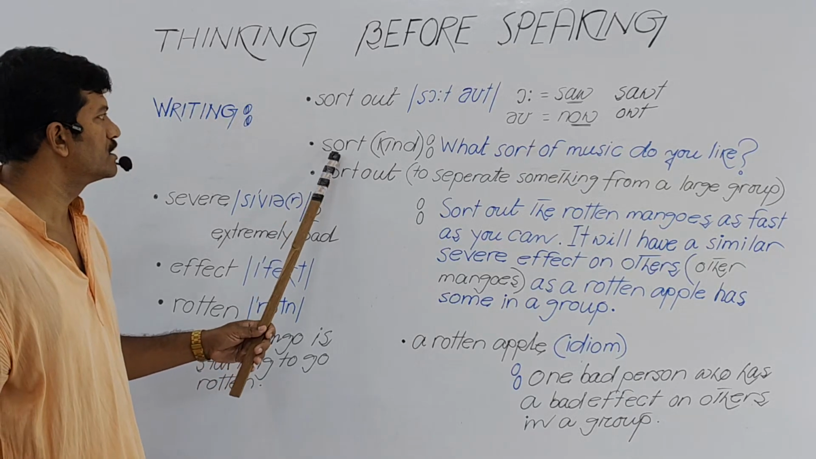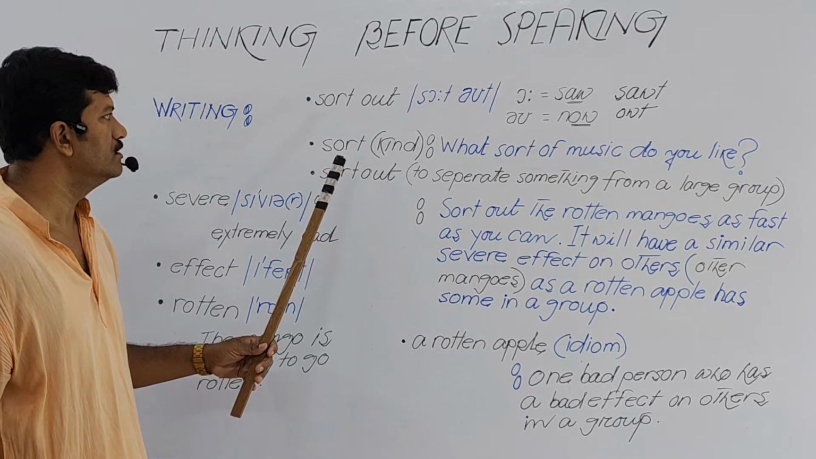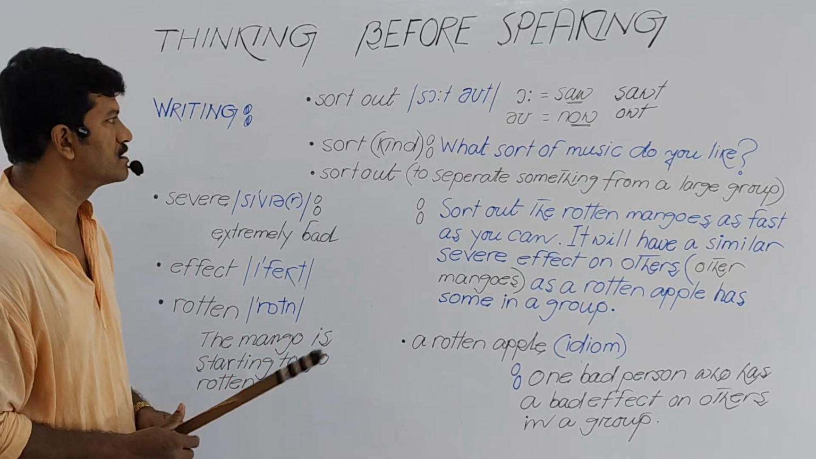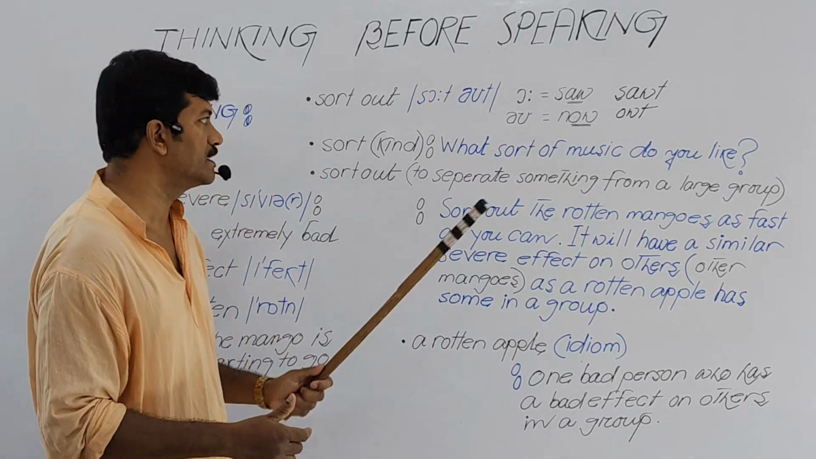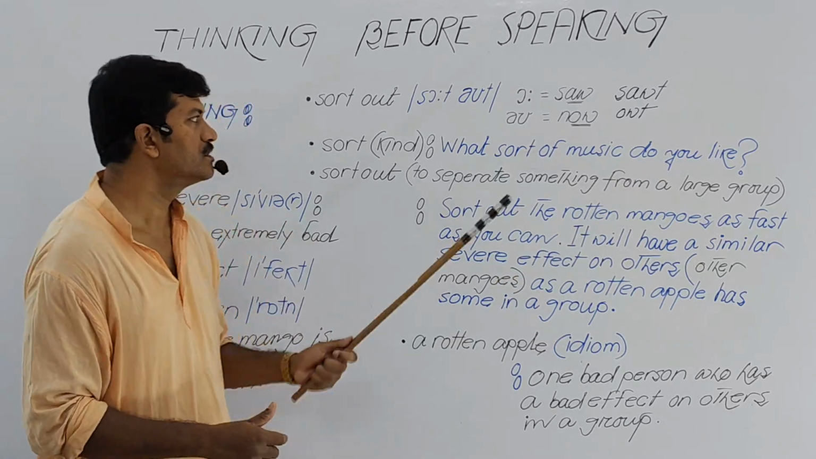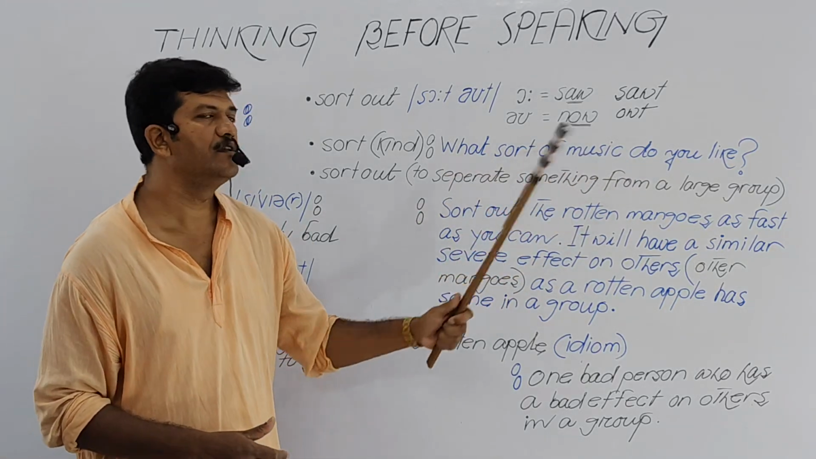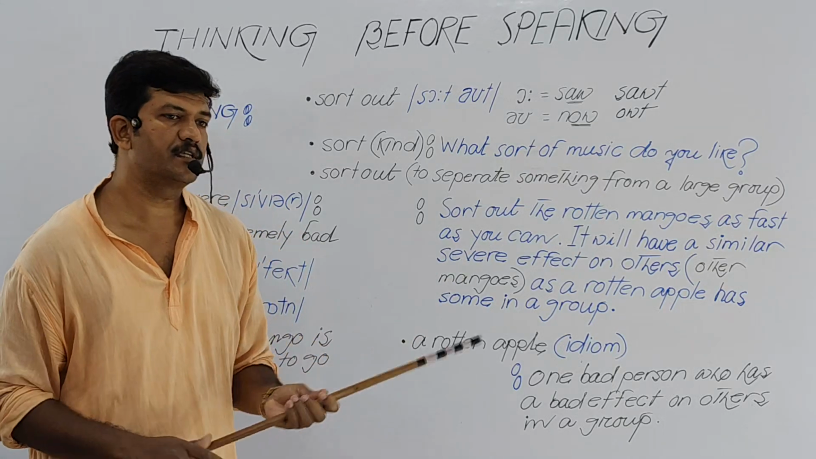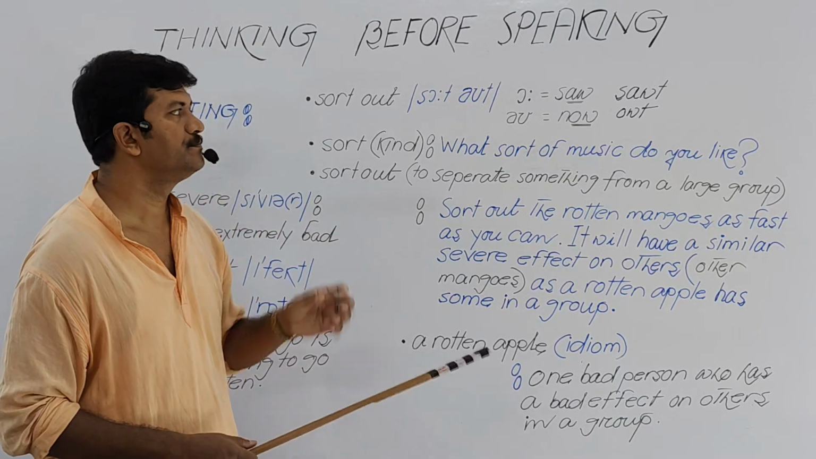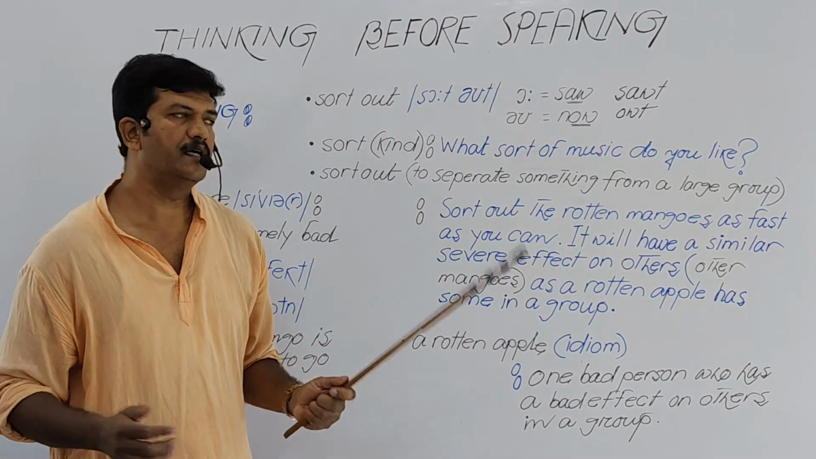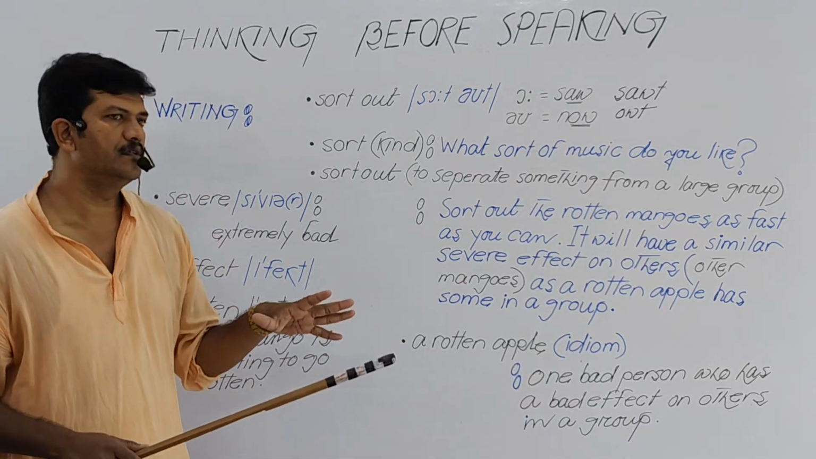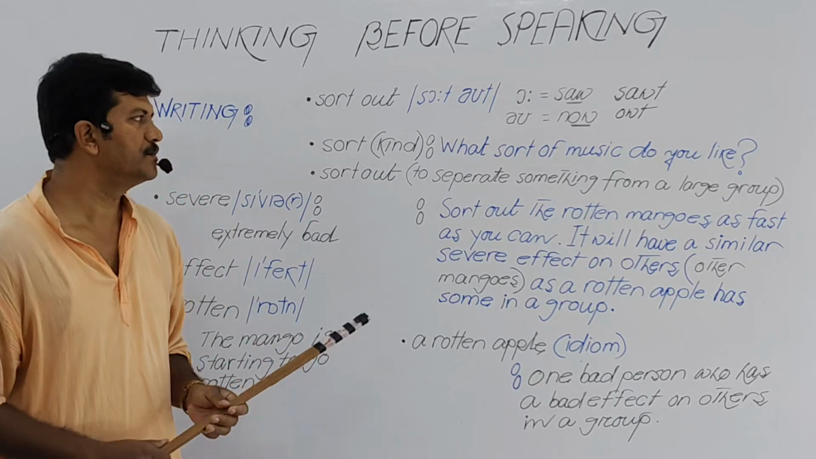Now, the word short means kind, and we can have a sentence, of course, in the form of interrogation like this: what sort of music do you like? Now, if you like all sorts of music, then you may say, all right, all sorts of music, or I like to listen to all sorts of music, or I like listening to all sorts of music.